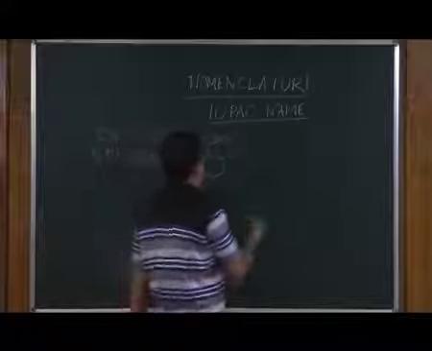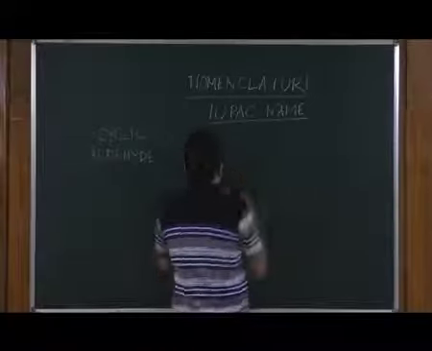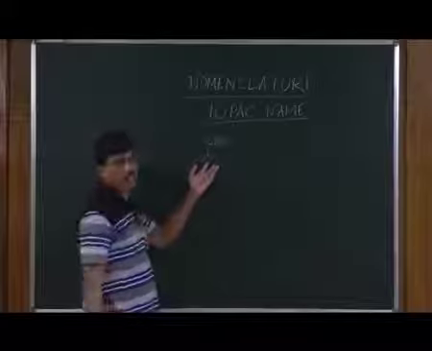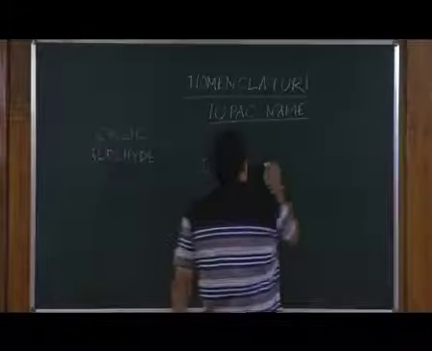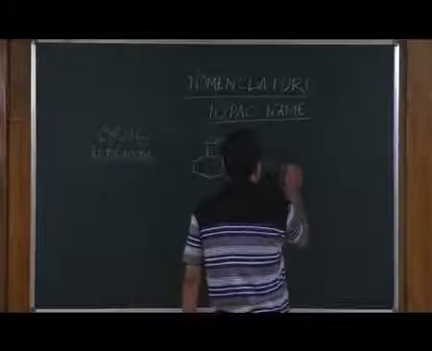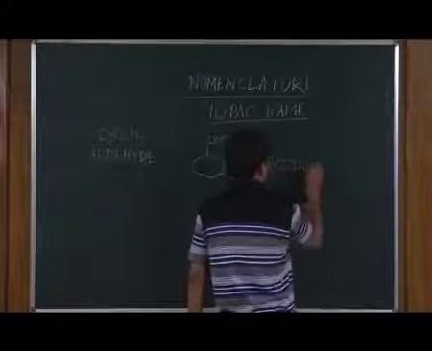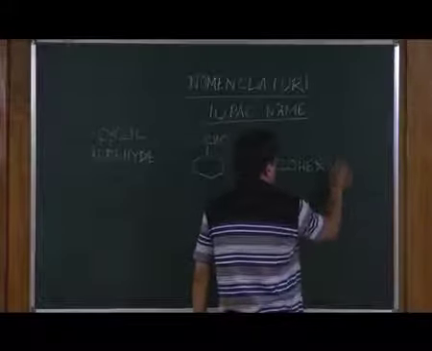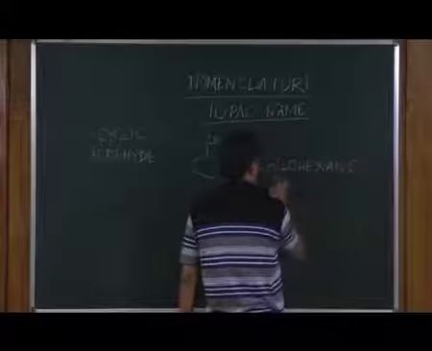So, this is the parent chain. What is the parent chain here? Cyclohexane. So the compound's IUPAC name will be cyclohexane carbaldehyde.